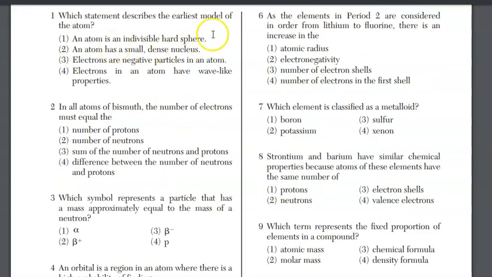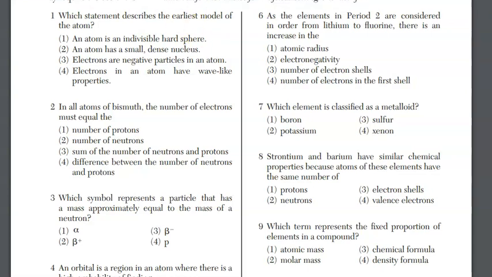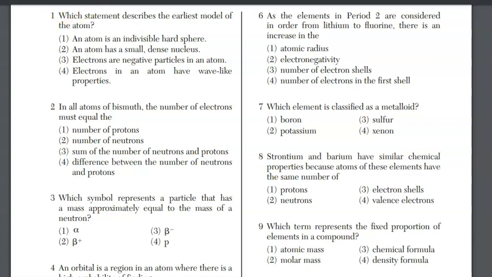Question 6. As the elements in period 2 are considered in order from lithium to fluorine, there's an increase in, you're talking here the periodic trends. The size of the atom, known as atomic radius, that can be found on reference table S. Electronegativity, same thing, reference table S. The number of electron shells, that is determined by the period number. And what that means is that they all have 2 electron shells. So right away, that is not the answer.